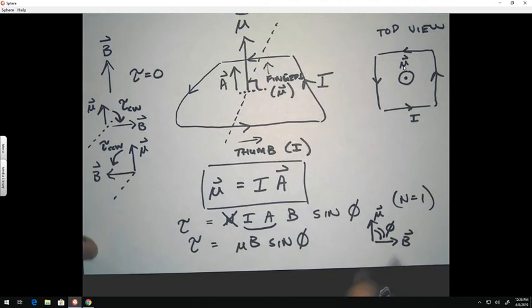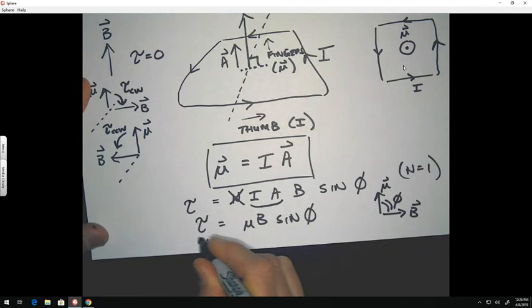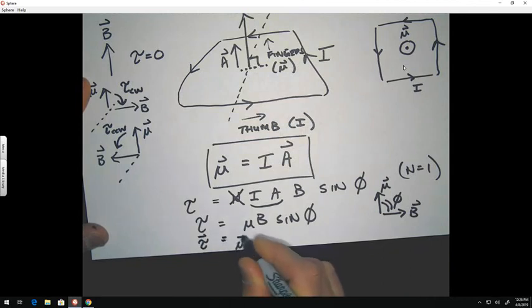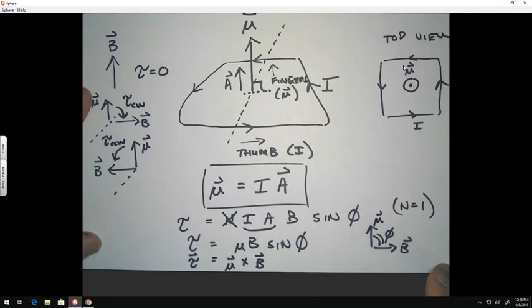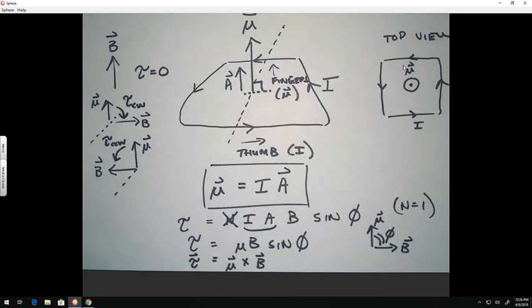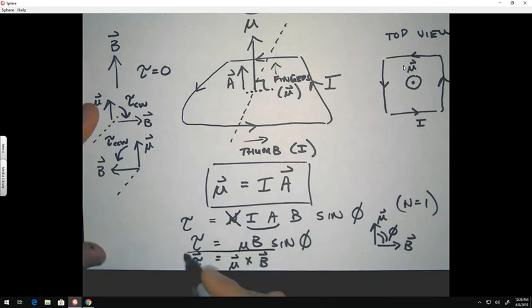And if you really want to simplify the notation, you can write this as a true cross product. That's the way I like to write it, because that captures the whole thing. So torque, of course, is a vector, and it's equal to the cross product of the dipole moment crossed into the magnetic field. Okay? So this formula down here is an alternate way of expressing the torque that acts on a current carrying loop. It has built into it this new thing that we're calling the magnetic dipole moment.